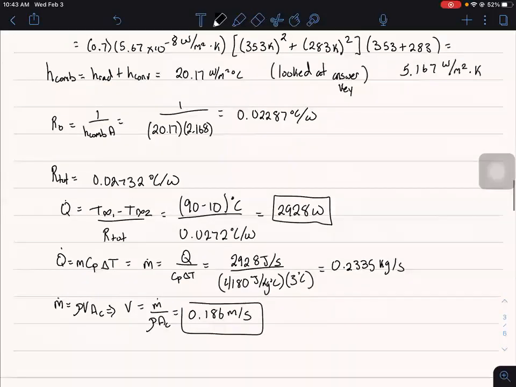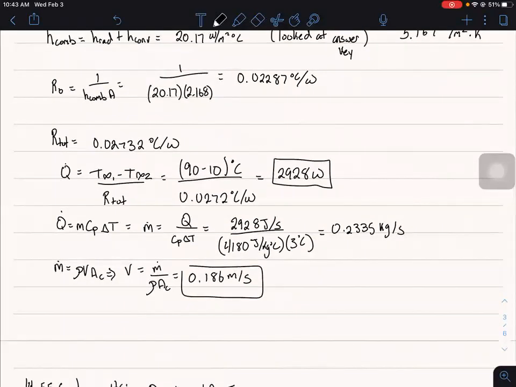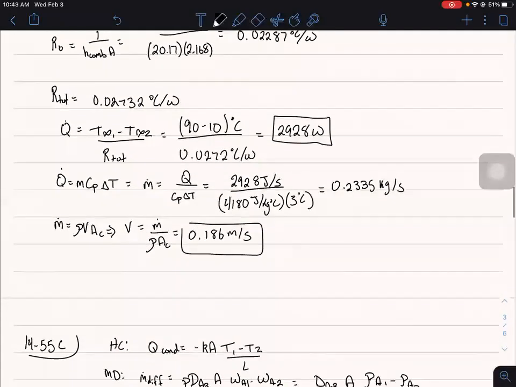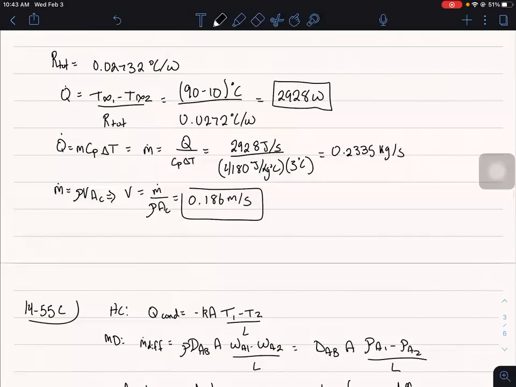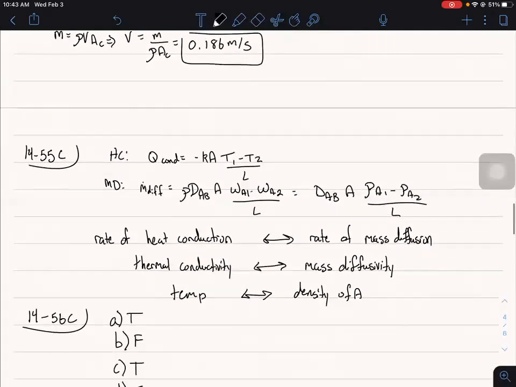And then I figured out my resistances. And then it was a similar relationship again to figure out the heat transfer. And then from that, you're able to determine the average velocity of the water from the other relationships.